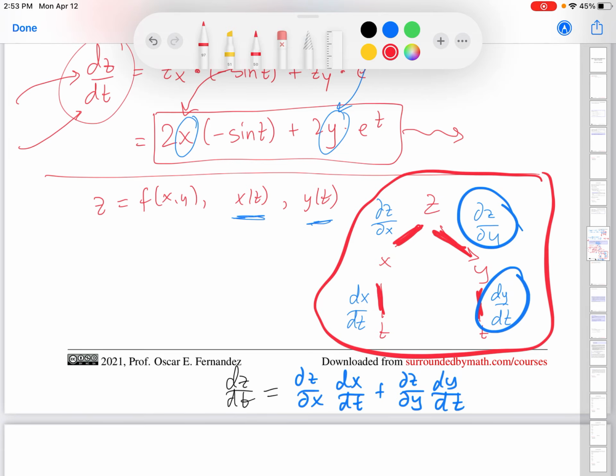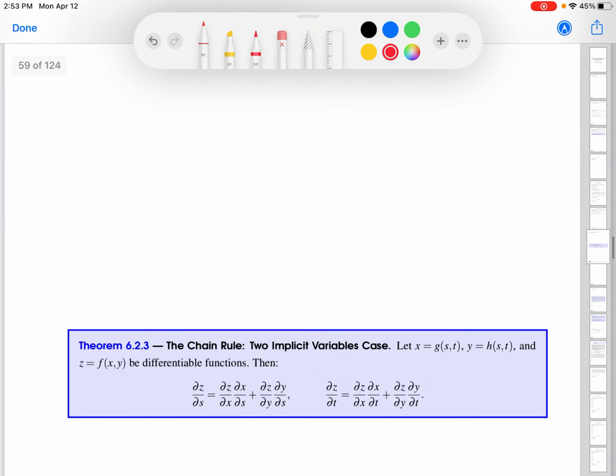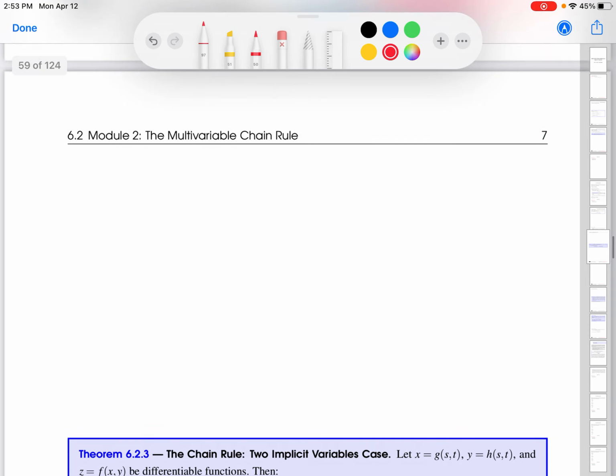So I'm going to use a similar approach in a minute when I talk about the two variable case down here. Okay, so if I go down to this setting, we're going to consider z to be a function of x and y as before. But now we're going to say that x is a function of s and t, and y is a function of s and t.